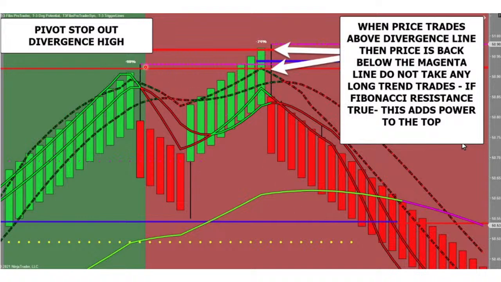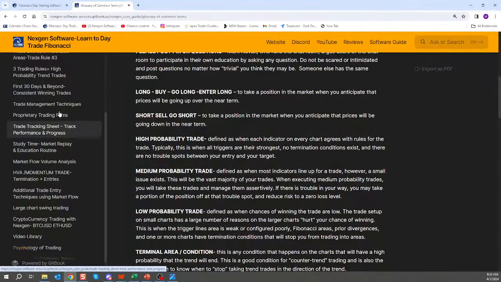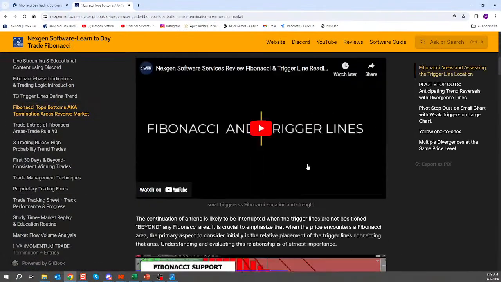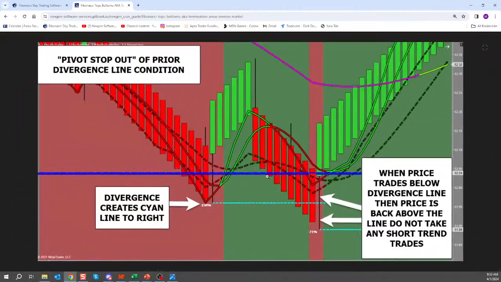That's all. But if you remember the recipe for termination conditions, once price reaches that divergence high and the triggers remain below, now it's a termination. And if price trades above that divergence high and then back below, it's a pivot stop out. No more long trades. And it's very clear in the user guide. It's very clear whether it's a low or it's a high. And I'm going to show you the pictures from the user guide. Price goes down and up, there's a loss of momentum. It creates the cyan line. When price reaches the cyan line and the triggers are above, it becomes a termination.